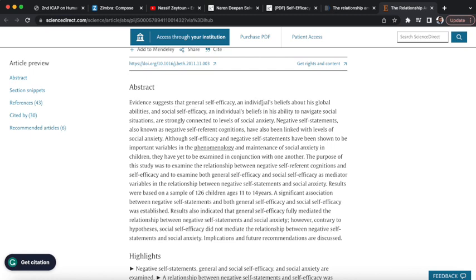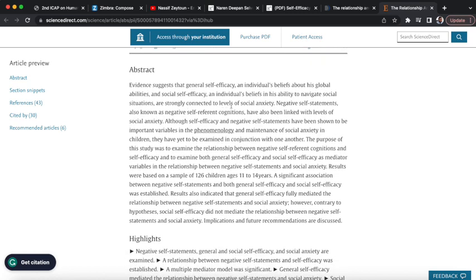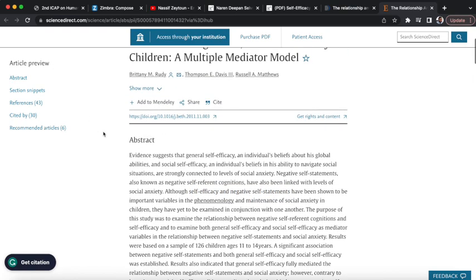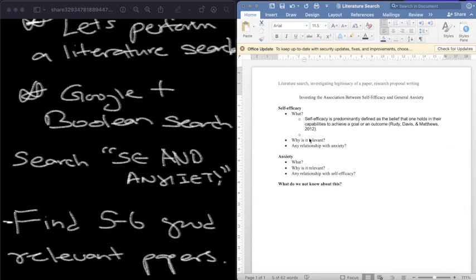Evidence suggests that general self-efficacy, individuals' beliefs about their global abilities, and social self-efficacy, individuals' beliefs in their ability to navigate social situations, are strongly connected to levels of social anxiety. Negative self-statements, also known as negative self-referent cognitions, are also linked with levels of social anxiety. So self-efficacy and negative self-statements have some kind of a relationship. So I'm going to use this information. Okay, why is this relevant? Any relationship with anxiety? Oh, yes, we do have a relationship.